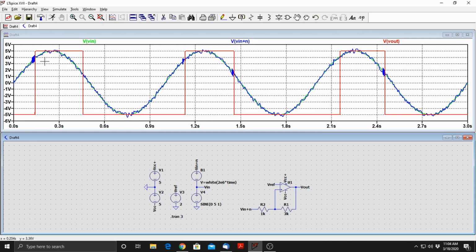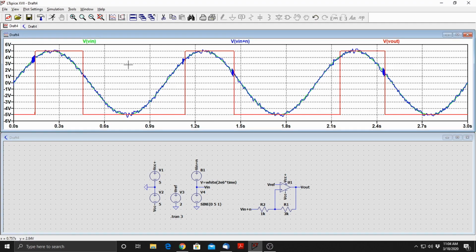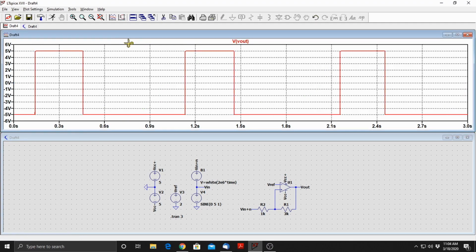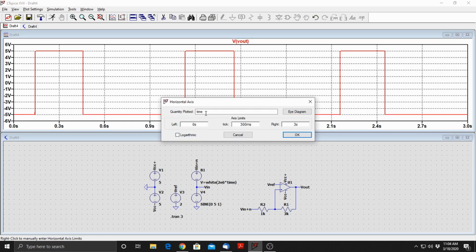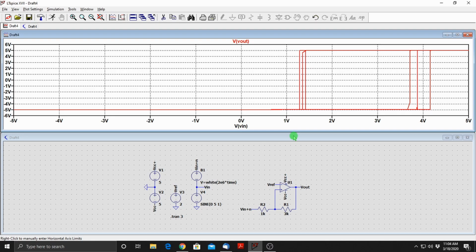So I'm going to plot V out just as a function of V in, and this will give us a little bit more insight as to what I was talking about. So this graph is what is commonly known as a hysteresis graph, okay? And what that means is that this circuit effectively has a little bit of memory.